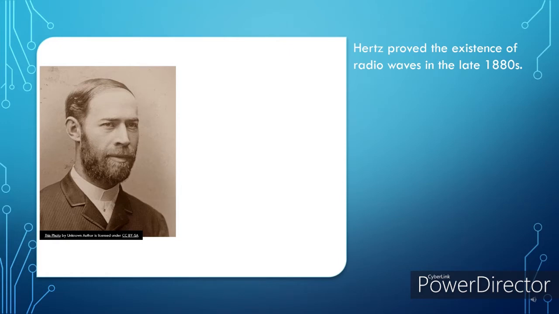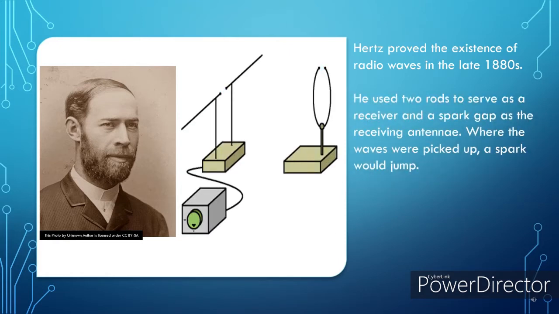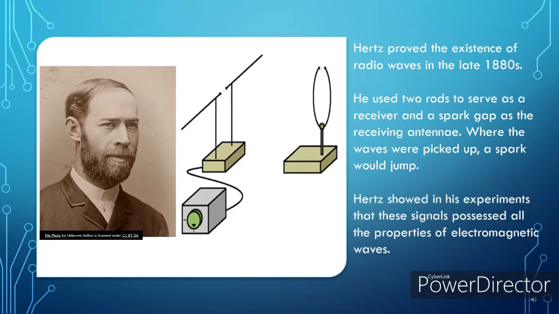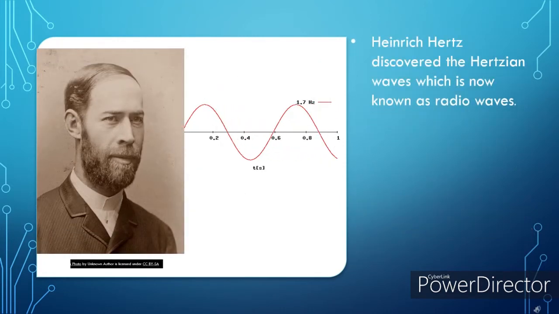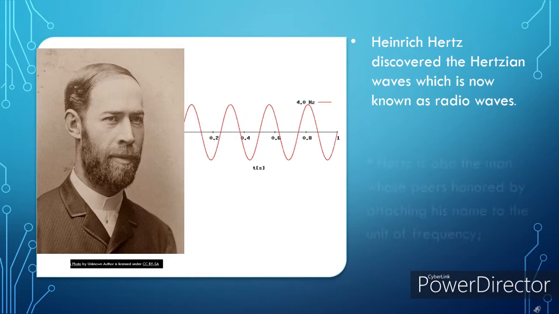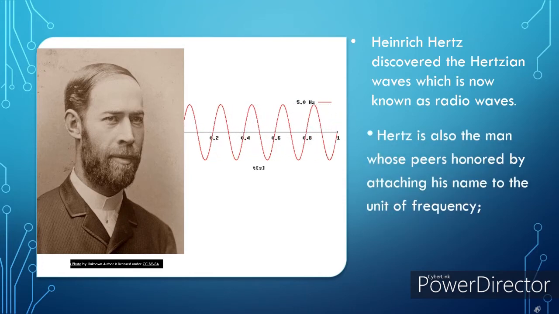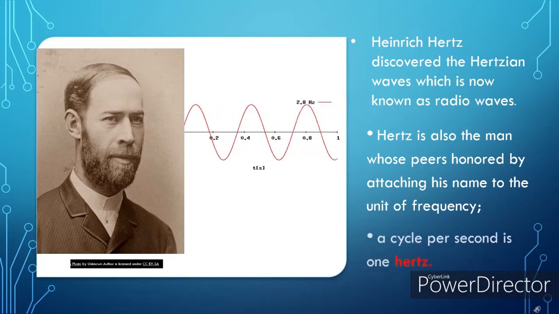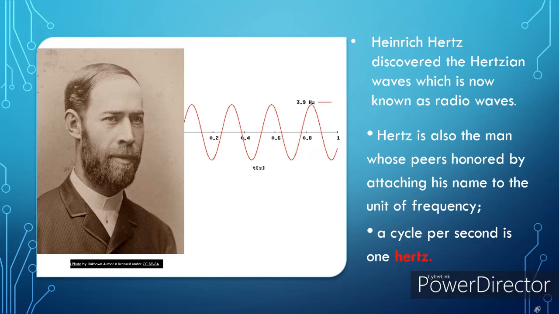He used two rods to serve as a transmitter and a spark gap as a receiving antenna, where the waves were picked up and a spark would jump. Hertz showed in his experiment that these signals possess all the properties of electromagnetic waves. Heinrich Hertz also discovered the Hertzian wave, which is now known as radio waves. Hertz is also a man whose peers honored him by attaching his name to the unit of frequency. A cycle per second is 1 hertz.